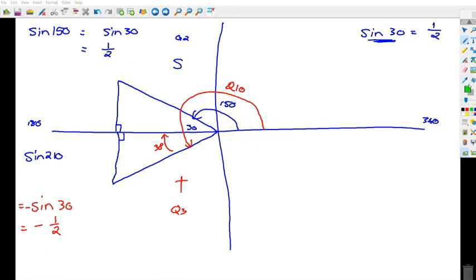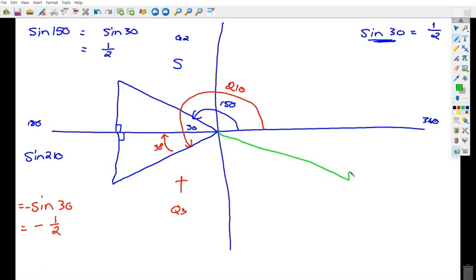Alright, last one. Let's draw my triangle. I'm going to draw 330 degrees. What's the first question I ask myself? How far is this line to my closest horizontal? The closest one is 360. So how far is 330 from 360? 30 degrees. Awesome.